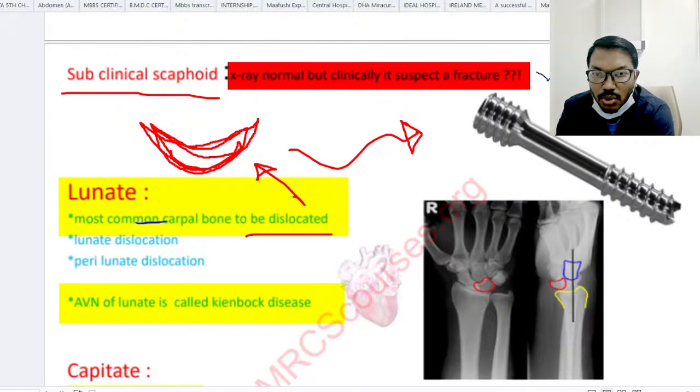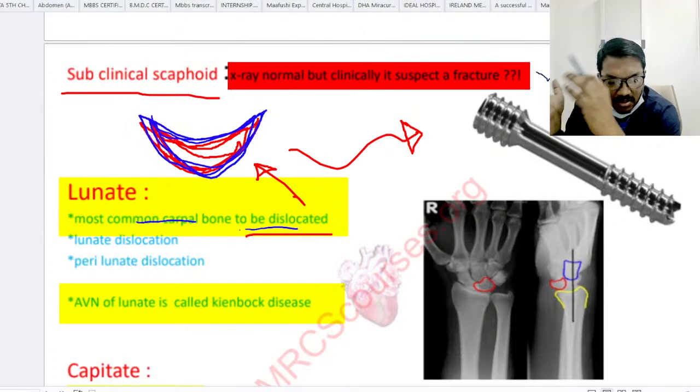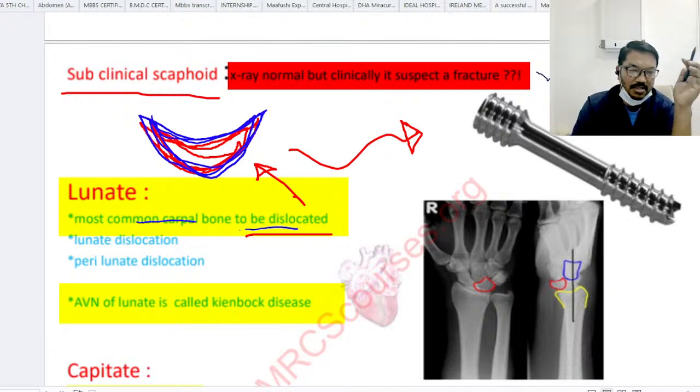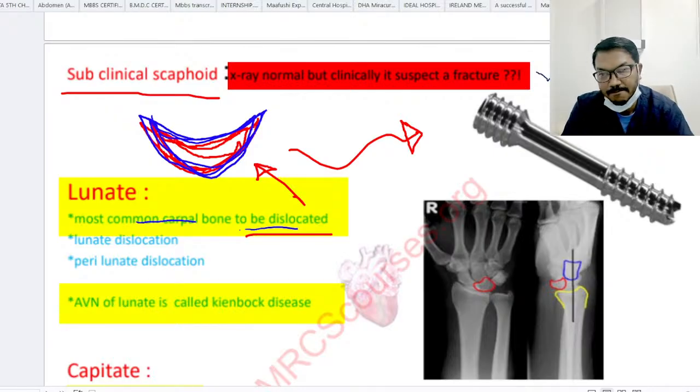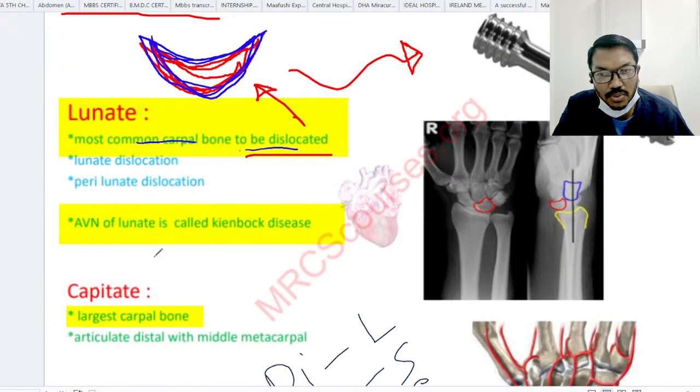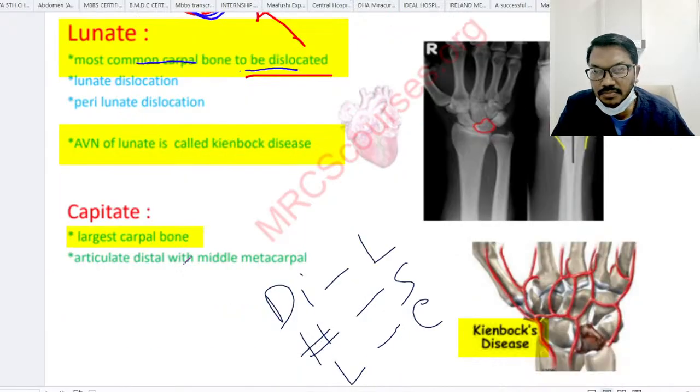Then lunate, the most common carpal bone to be displaced. Lunate is something like the moon. The moon is mobile. Sometimes we watch the moon on the right side of the sky, sometimes it goes to the left side. So it is mobile, meaning it is displacing. So lunate is the most common bone to be dislocated. Lunate dislocation. Avascular necrosis of the lunate is called Kienbock's disease. Very rare. Capitate, the largest carpal bone.